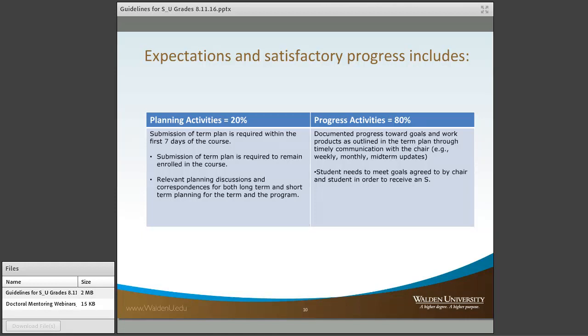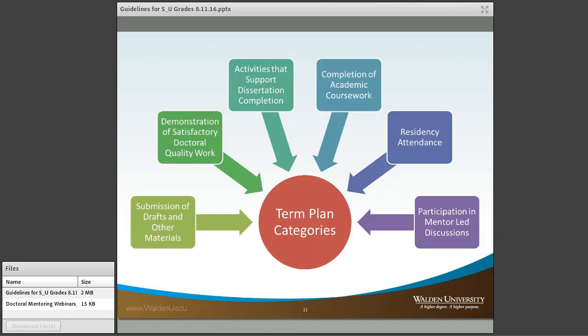When looking at progress activities, I know different programs have different types of requirements, but we do want to make certain that there is documented progress throughout the term indicating whether the student is making progress toward those goals and providing the work products as outlined. We need to make certain that the student is never surprised by a grade at the end of a term. So having that communication from the very beginning and continuing throughout the term so the student knows if they're making the expected progress or not is very, very important.